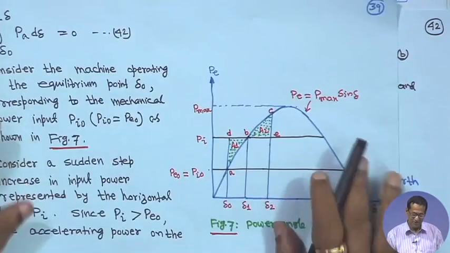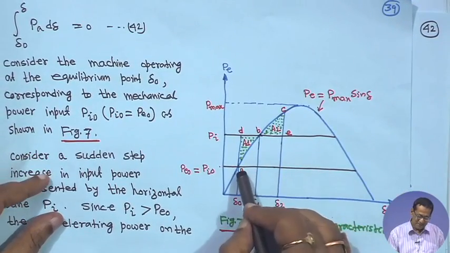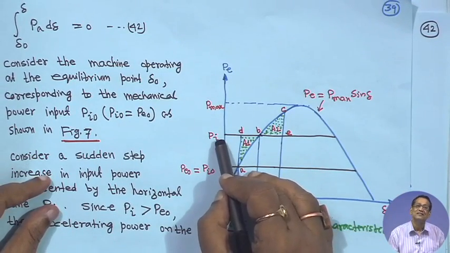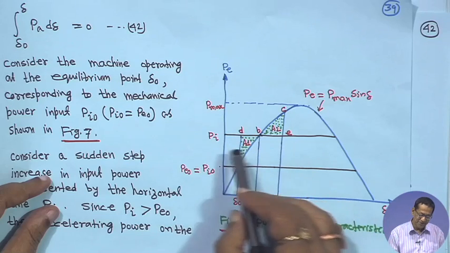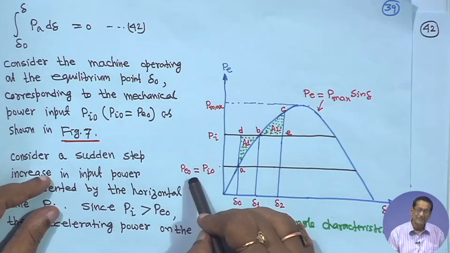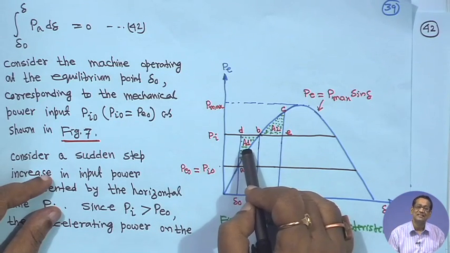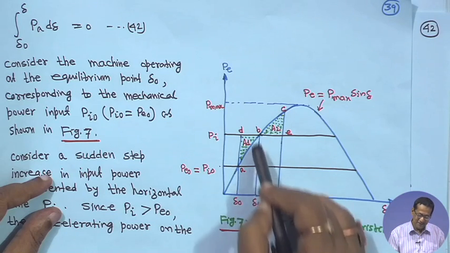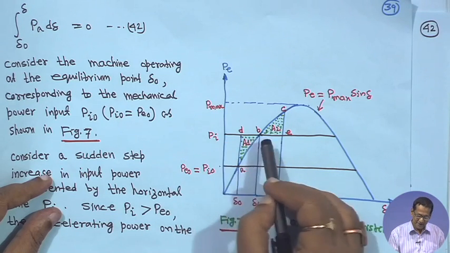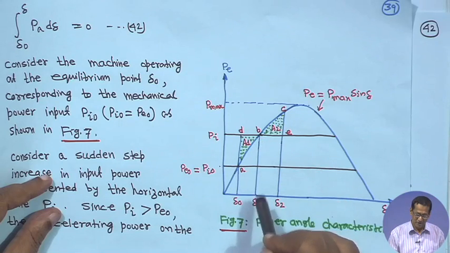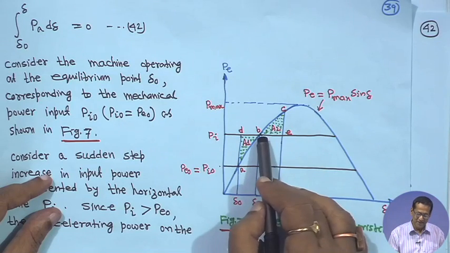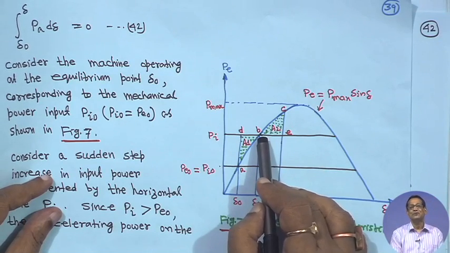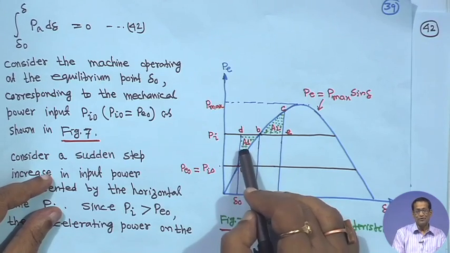Now, what is the basic philosophy? Suddenly power has increased to P I. In that case, P I will be greater than P 0, so the rotor will start accelerating, and it will come to a point when delta is equal to delta 1. At that time P is equal to P I, which means the accelerating power is 0, and at this time the rotor is storing energy.